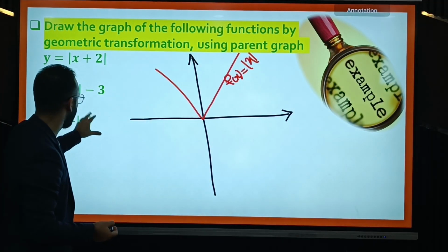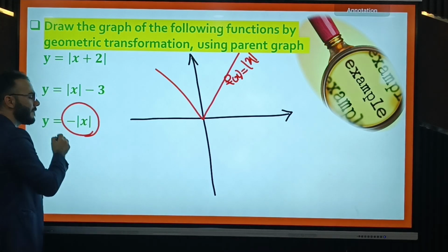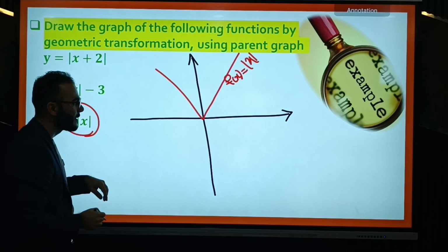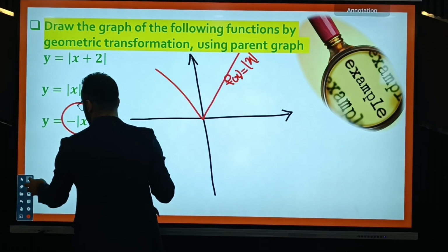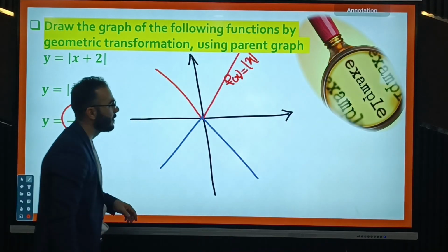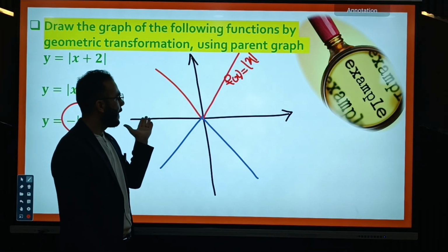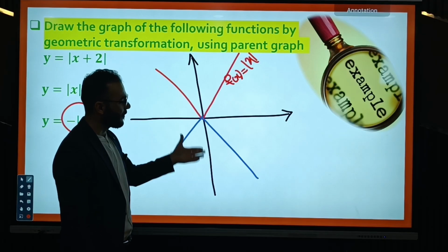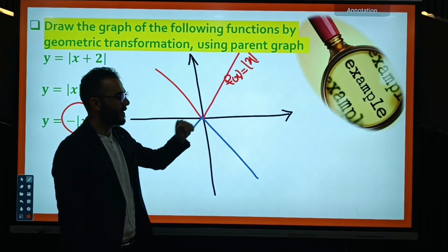How are we going to reflect it? If we have a negative in front of the absolute value, we are going to reflect it with respect to the x-axis. Which means it's going to be in that way. It's just like a mirror between them, the x-axis. So it's reflected with respect to the x-axis.